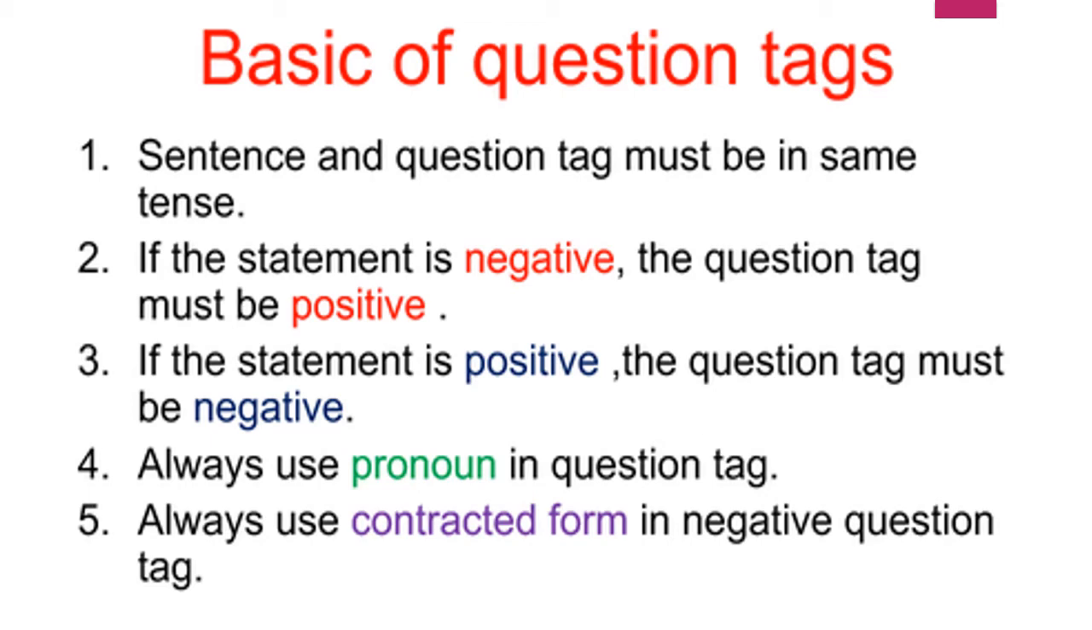Then always use the contracted form in a negative question tag. As it was told, if the statement is positive, our tag must be negative. So we can make the question tag negative by adding not to the auxiliary verb. When you use it in a question tag, instead of using not, you can use the contracted form, n apostrophe t. So these are the basic things to be kept in mind while doing question tags.